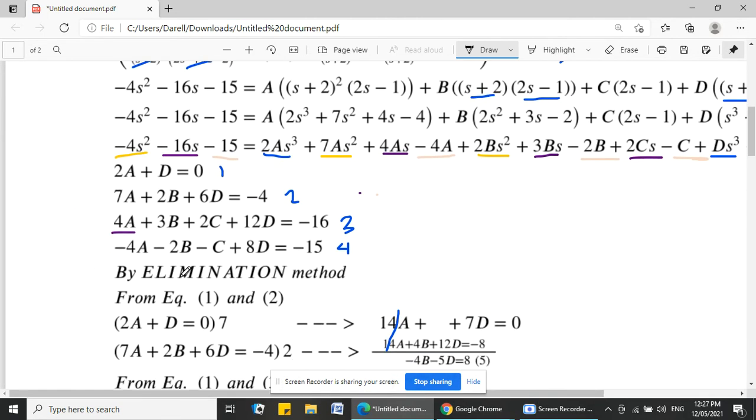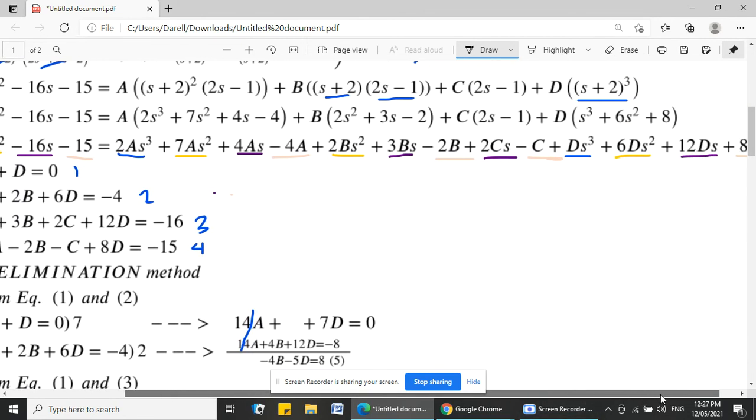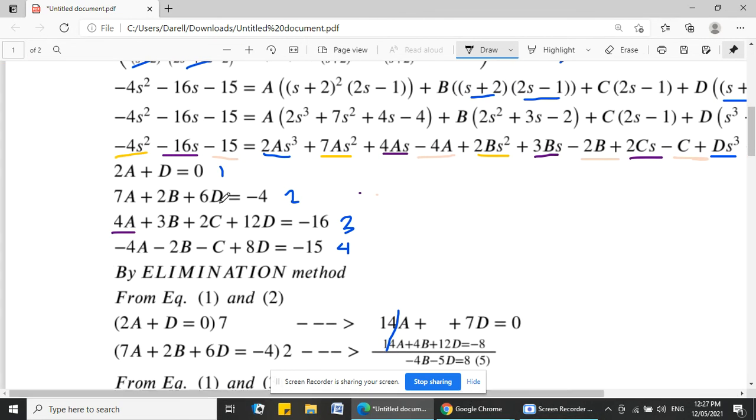Next, for s, we get 4A plus 3B plus 2C plus 12D is equal to negative 16. These are 4As, 3Bs, 2Cs, and 12Ds, and on the left side, we have negative 16s. Now, for the constant, we get negative 4A, negative 2B, minus C, plus 8D is equal to negative 15. So that is 4 equations.